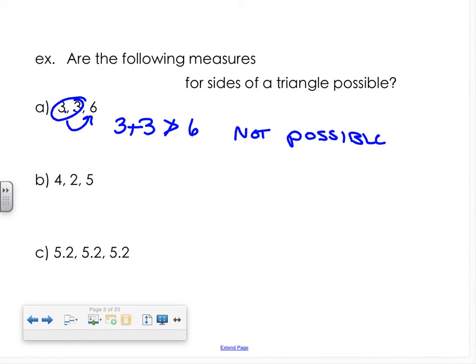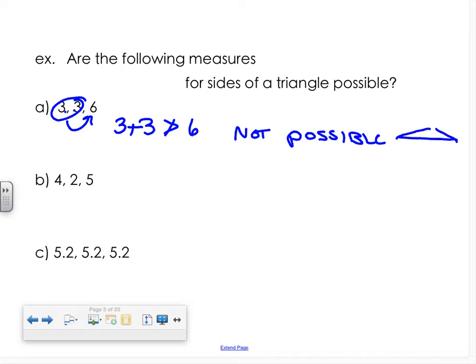And if we wanted to do a little sketch, we would have the longest side of 6, and then 3 and 3, and they just wouldn't be able to match up. They have to have a sum greater. If you had 3.05 and 3, that would have worked. But 3 and 3 is not strictly greater than 6.